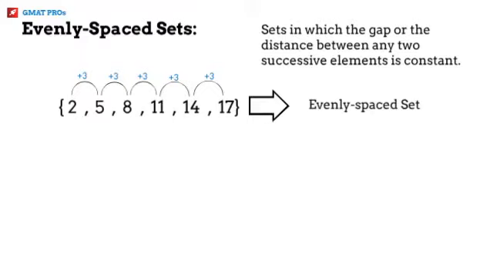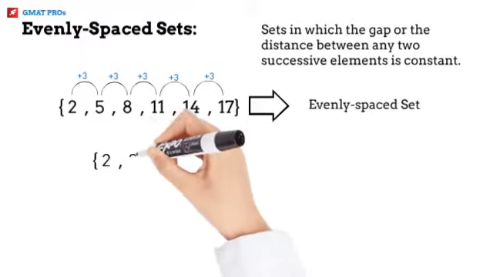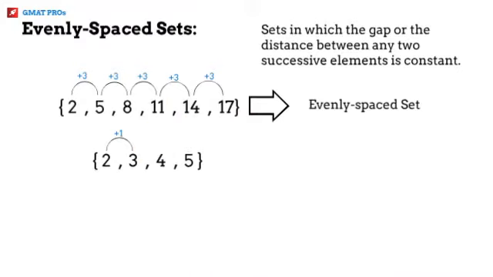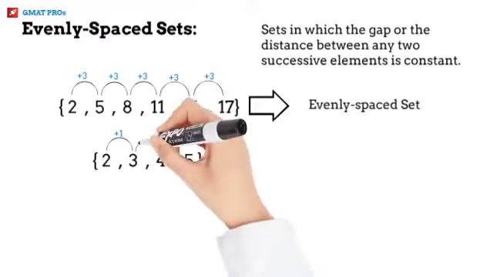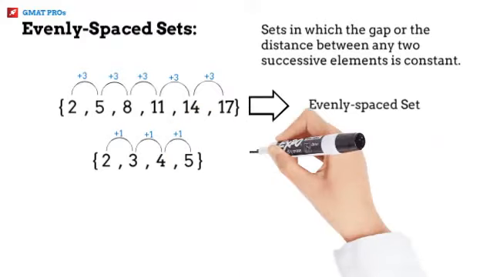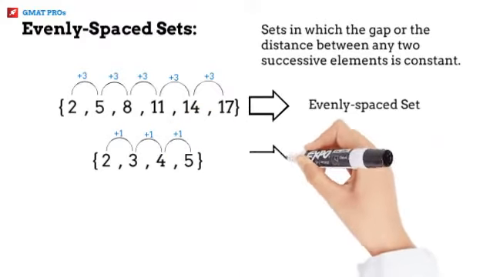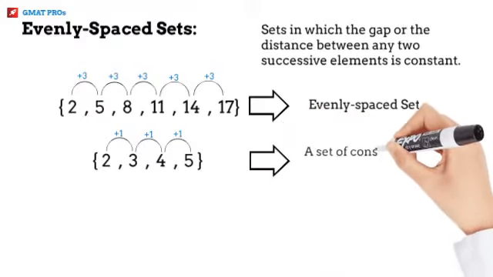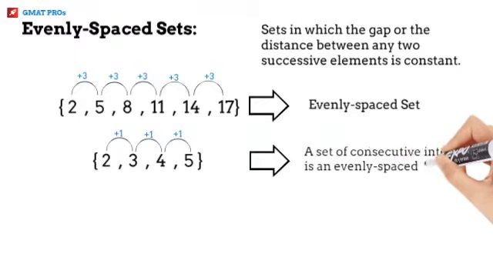Let's look at another example: a set of consecutive integers 2, 3, 4, and 5. Again, the distance between 2 and 3 is 1, and the same thing between 3 and 4 and 4 and 5. Therefore, a set of consecutive integers will always be an evenly spaced set.